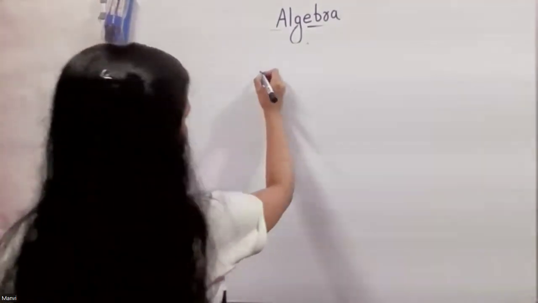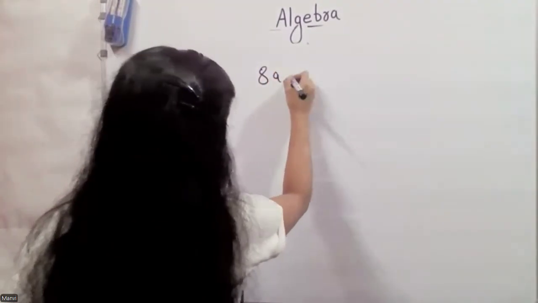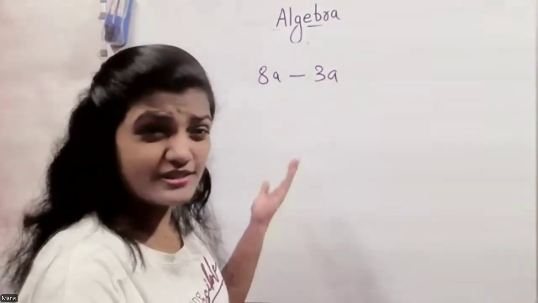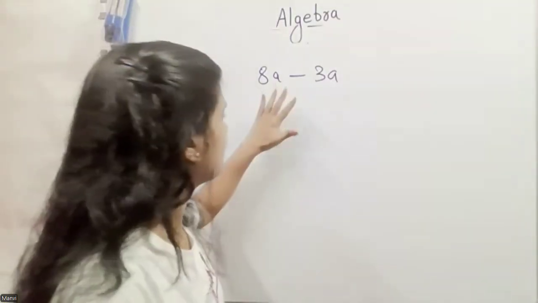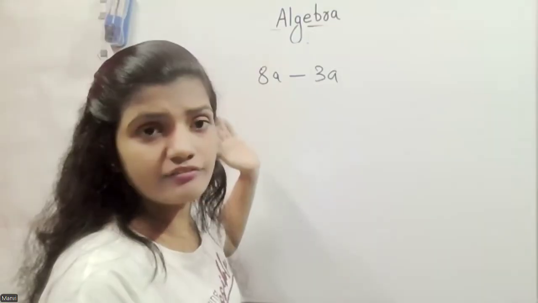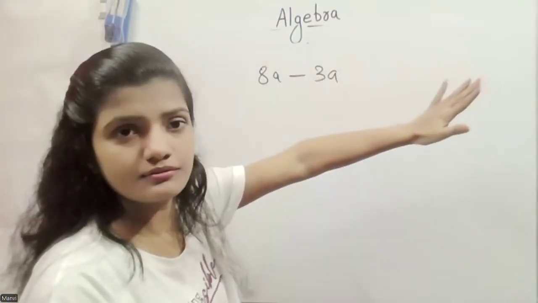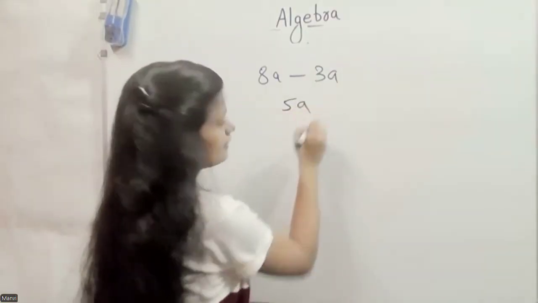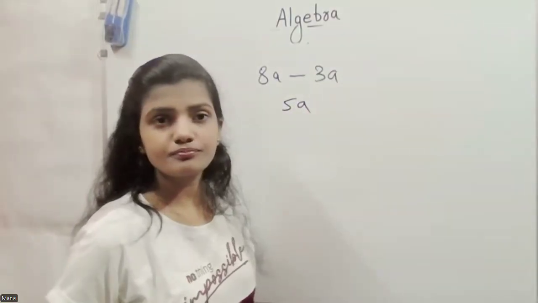Okay, sometimes we have a question like this, 8a minus 3a. So don't treat it like what is A, what is B. Just feel like, okay, we have 8 apples, and we are giving 3 apples to someone. We are left with 5a. Okay?